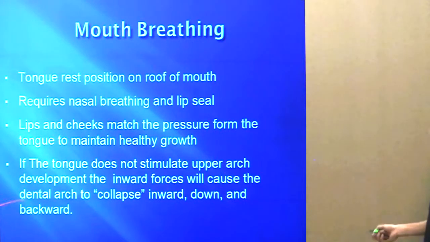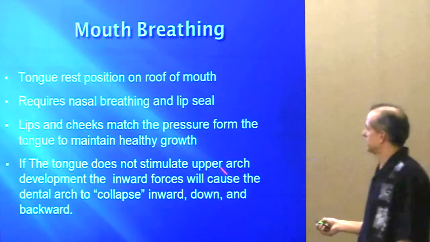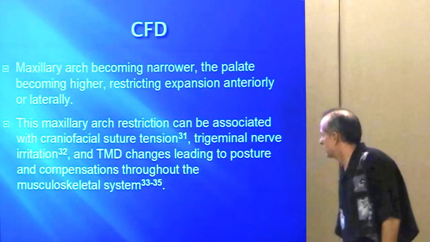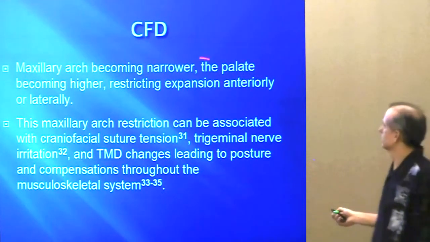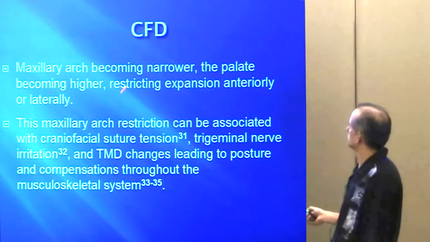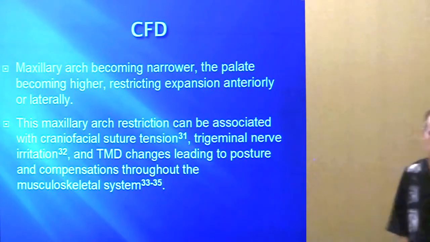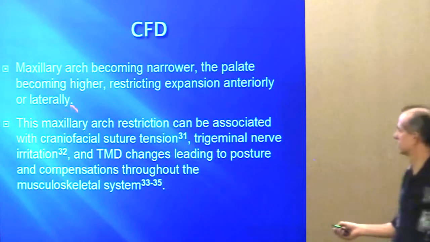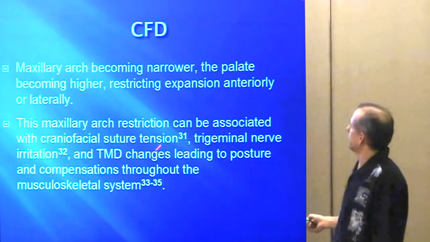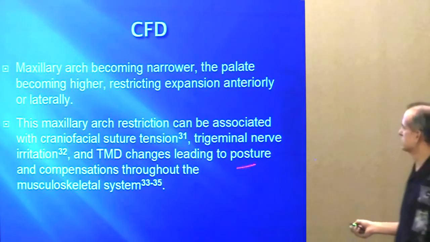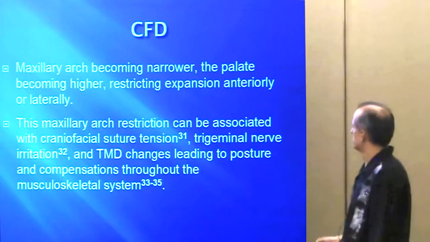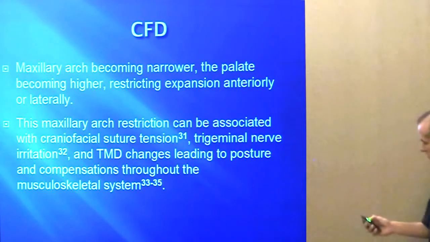So this collapse inward, downward, and backward happens when the tongue doesn't push up and out on the arch, resulting in the narrower arch, the palate becoming higher, and restricting the expansion anteriorly or laterally of the arch, thus producing this vertical growth. So now you get craniofacial suture tension, get into this trigeminal nerve irritation, and then changing posture and compensations throughout the musculoskeletal system.